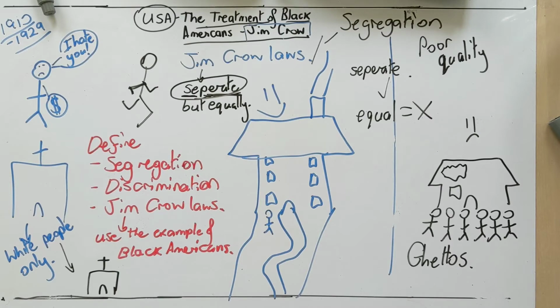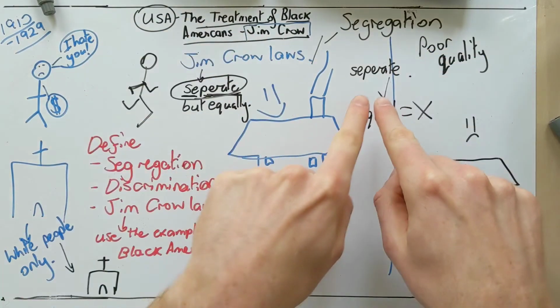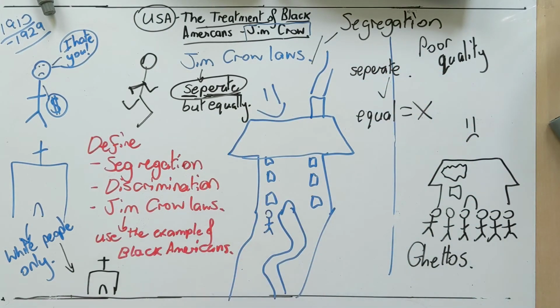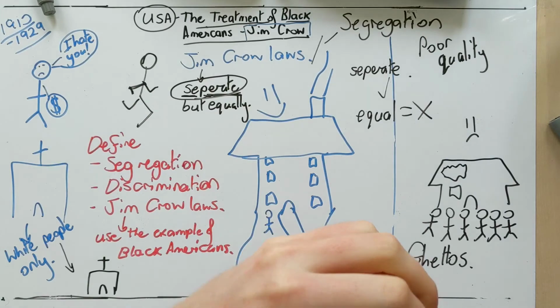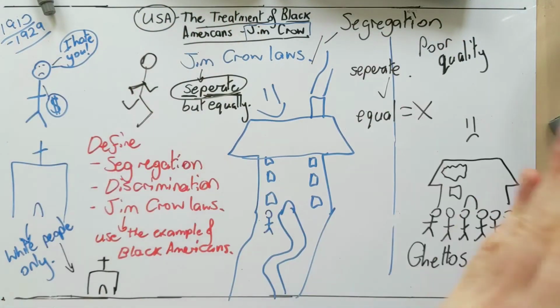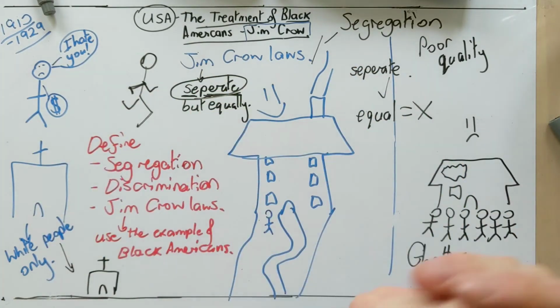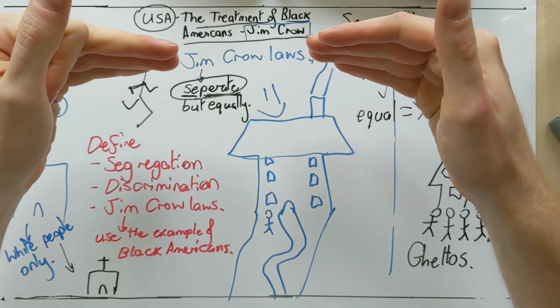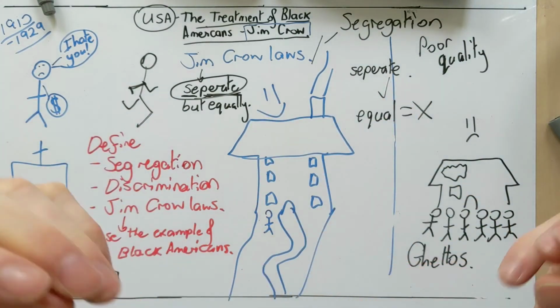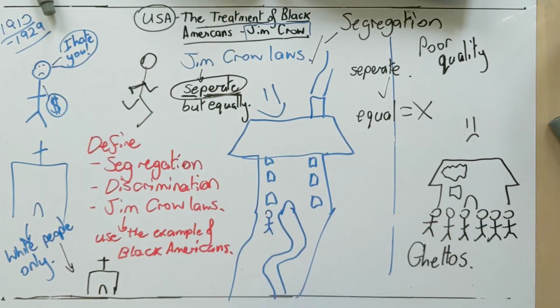Okay, so I'll go through the answers. Segregation, people were kept separate. Discrimination, people were treated differently. Black and white people were treated differently. White people sat at the front of the bus, black people at the back. White people got nice houses, black people got poor houses. For Jim Crow laws, you could say Jim Crow laws were the legal system of keeping black and white people separate but treating them equally. But then you need to include that it wasn't actually equal.